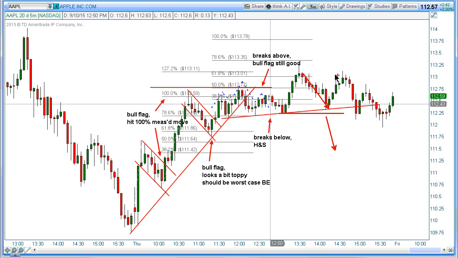But as it turned out, it still chopped around during the afternoon session toward the close, so it's still not a very comfortable situation to be in. Now tomorrow maybe it has this bigger bull flag here, maybe it will make a bigger move up, but that will be another trade.